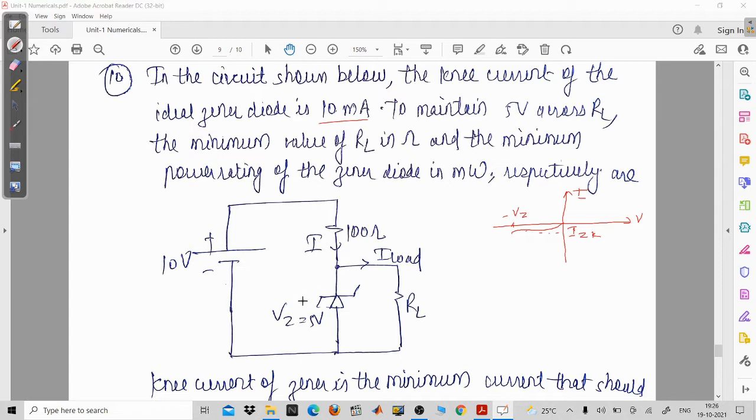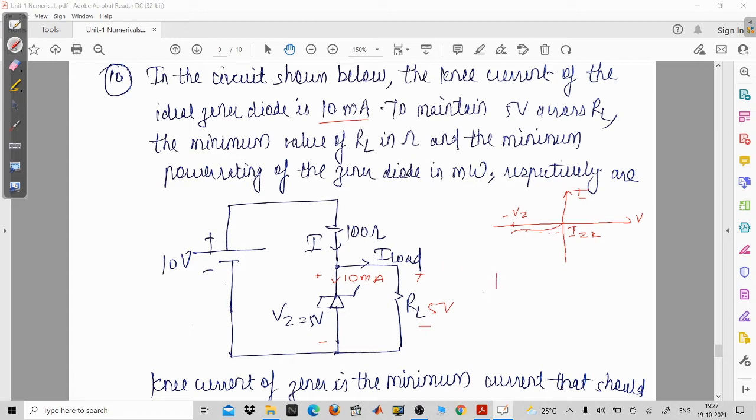When the Zener breakdown voltage has been reached, the voltage appearing across the Zener will be 5 volt only. And this 5 volt will also appear across your load resistance. So now your breakdown voltage has just been reached and the minimum current is flowing through the Zener diode, that is 10 milliampere. First you will have to find the load current value, but for that, you will have to find the current I. Now how are you going to find the current I?